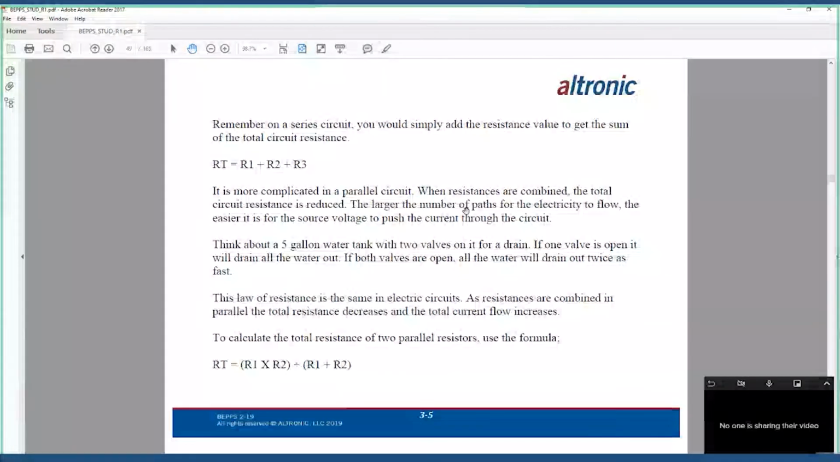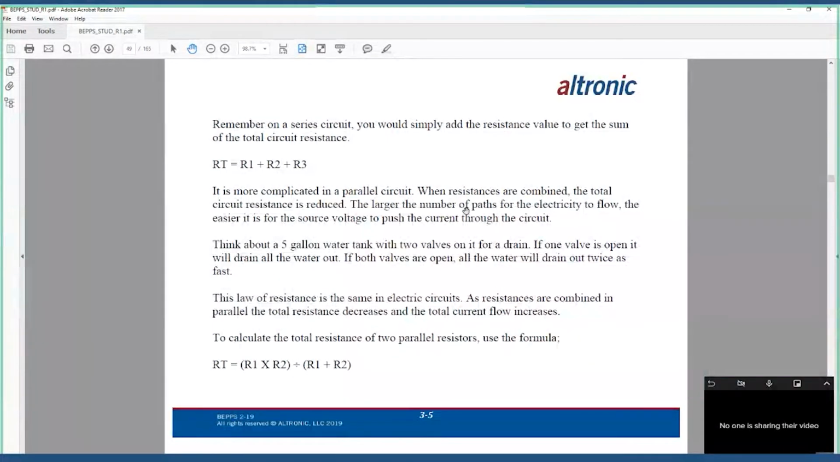So when resistances are combined, the total circuit resistance is reduced. The larger the number of paths for electricity to flow, the easier it is for the source voltage to push the current through the circuit. So this is where I do talk about water again. Think about a 5 gallon water tank with 2 valves on it for a drain. If one valve is open, it will drain all the water out. Sure, it'll get there. But if both valves are open, all the water will drain out twice as fast. Well, as long as the valves are the same size, that's true too.